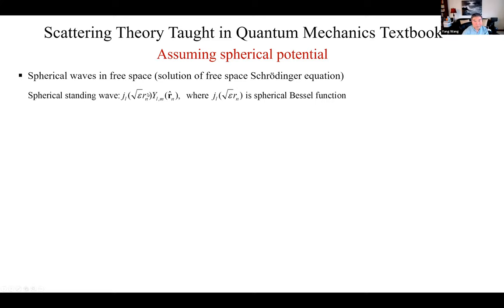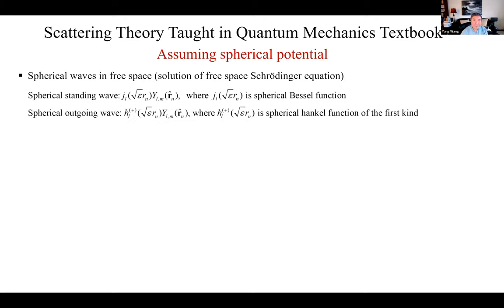There's a standing wave solution, j times Y, the spherical harmonic. j is the spherical Bessel function. You don't have to worry about what j really looks like. It's a special function, but just remember it's a standing wave solution, called the spherical Bessel function, which is zero at infinity. There's also an outgoing wave, h. It's a spherical Hankel function. You don't have to worry about how to calculate h; just remembering this fact is good enough.